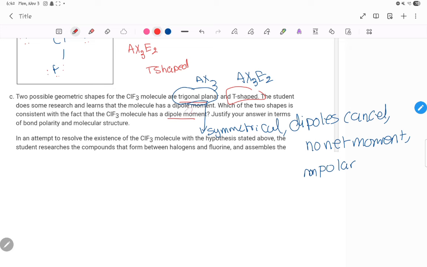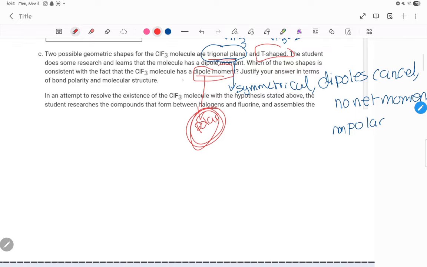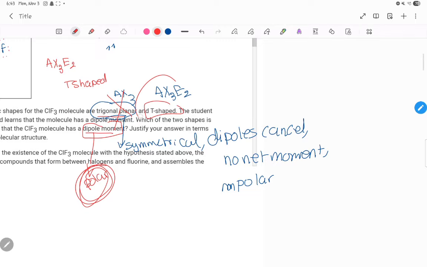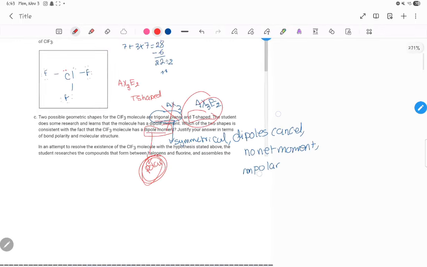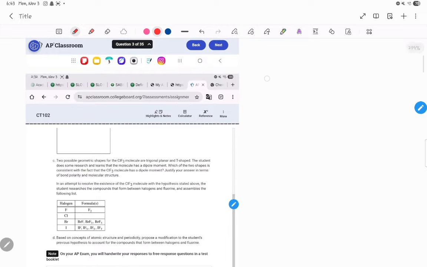Whereas here, they told us that it has a dipole moment. If it has a dipole moment, that means this is a polar molecule. It has a polarity. If it's polar, it definitely cannot be symmetrical. So that's why we chose what we chose, the T-shaped. Okay, so that's it for this question.